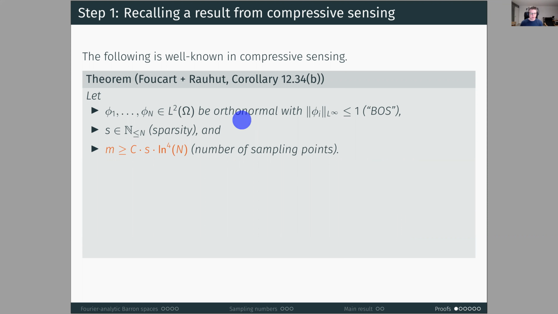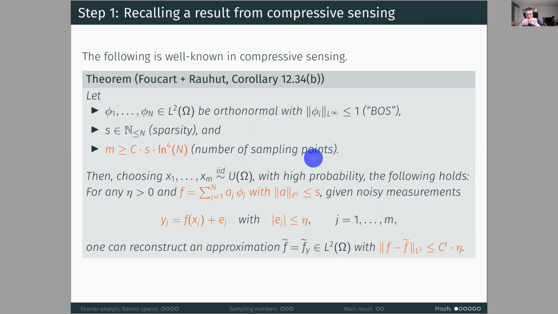So the setup is as follows. You have an orthonormal system with capital N elements, so phi 1 up to phi N in L2 on some probability space, and they should be orthonormal and all bounded by 1. So this is what's called a bounded orthonormal system. And then you prescribe a parameter S, which will be the sparsity, as we'll see in a moment. And then if you choose M, the number of sampling points, to be bigger than a constant times S times a logarithmic factor involving the number of elements in your orthonormal system, then the following holds true.